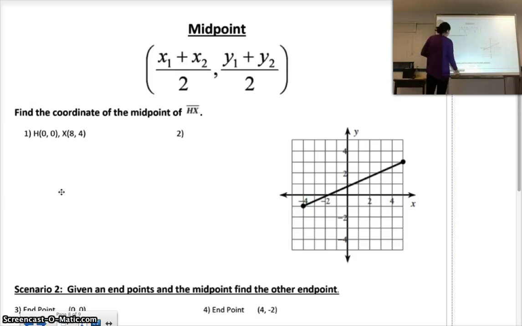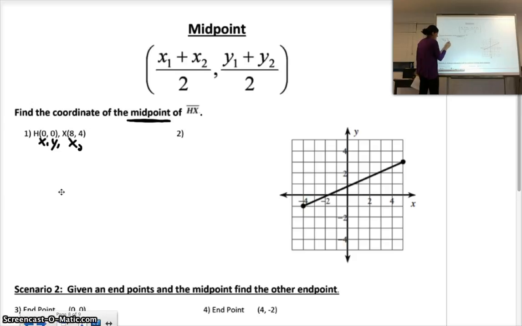Don't add them together. So, for example here, if I give you two coordinates and it asks you to find the midpoint, this is important. It's going to say, find the coordinate of the midpoint. You're going to apply this formula right here. So the first thing you should do is label your points, x1, y1, x2, y2. Okay? So once you've labeled your points, all you have to do is plug into this formula.